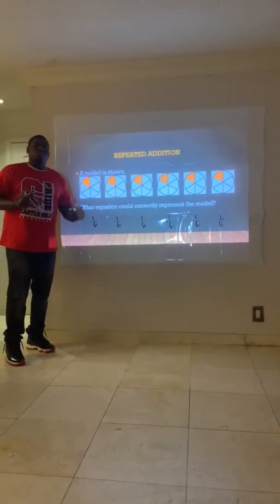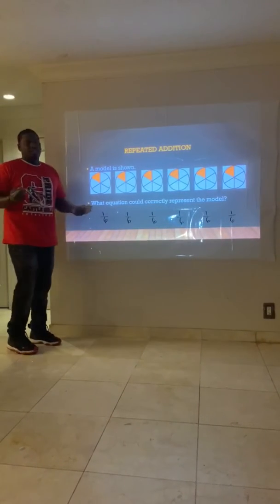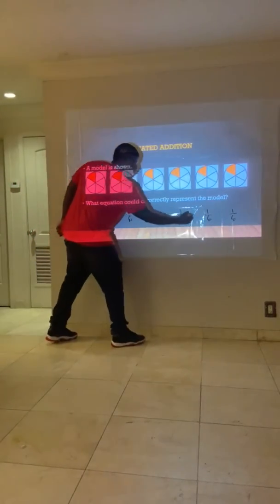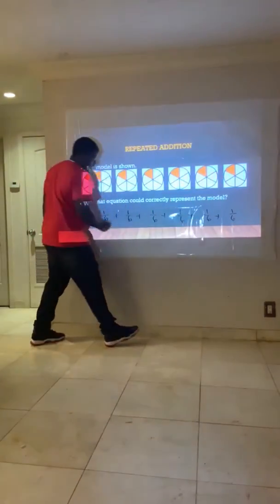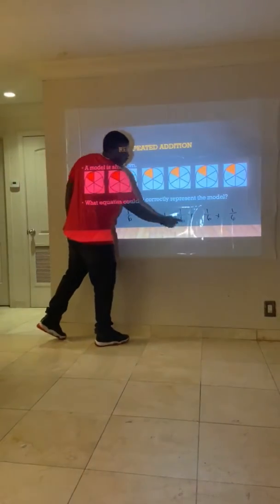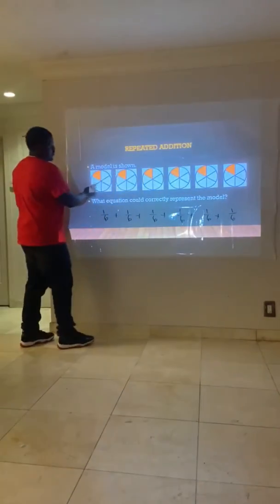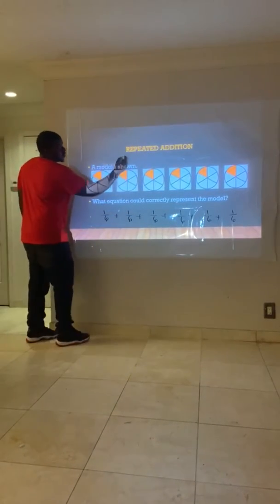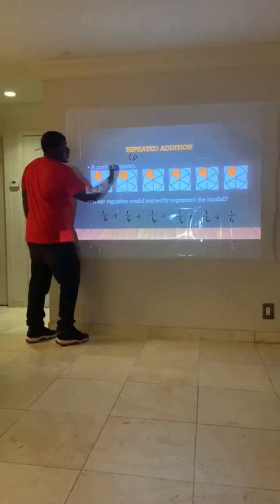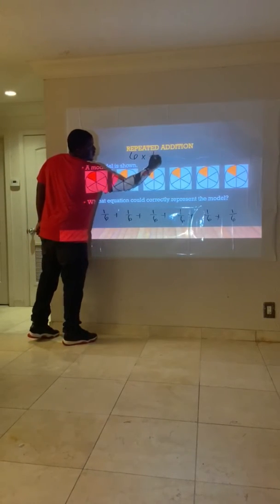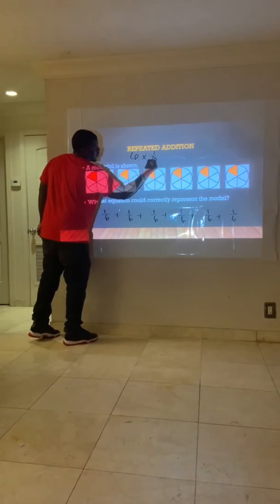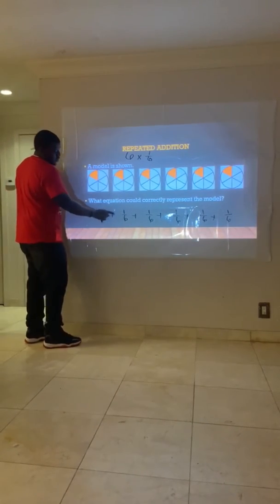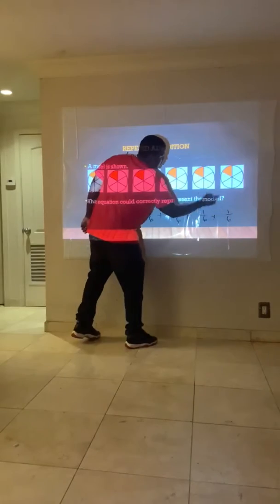This is repeated addition, and we should have learned in 3rd grade that repeated addition is the same as multiplication. So I'm adding 1/6. How many times? 1, 2, 3, 4, 5, 6. So I have 6 groups of 1/6.